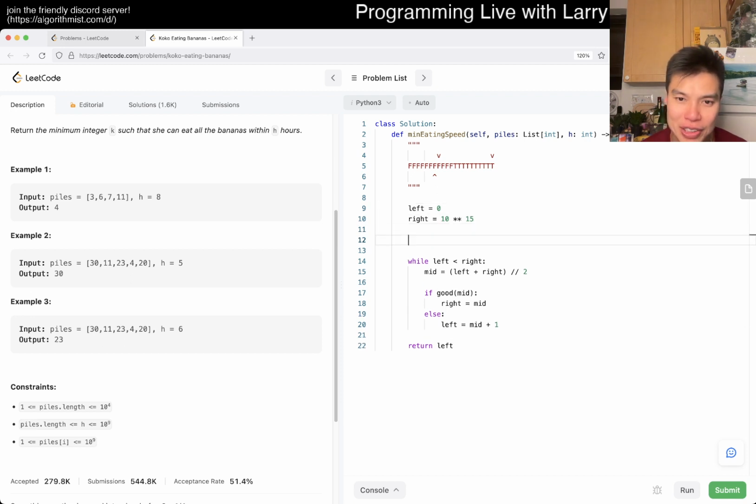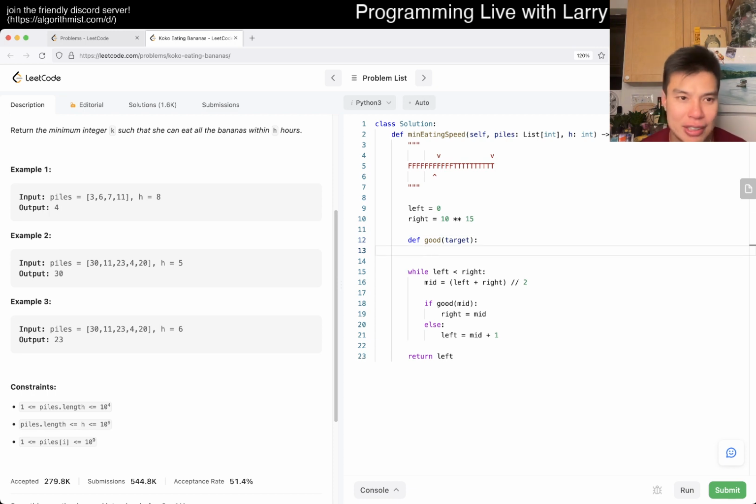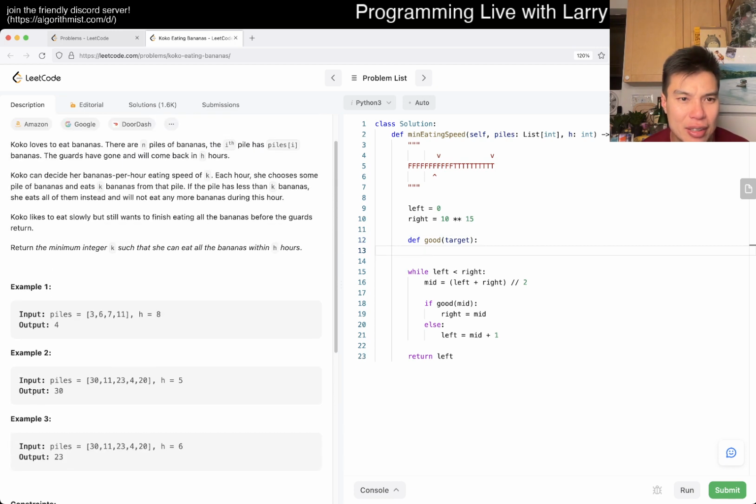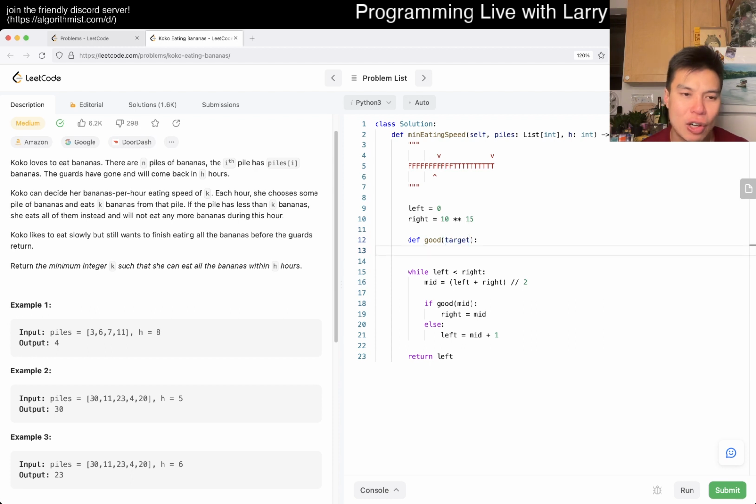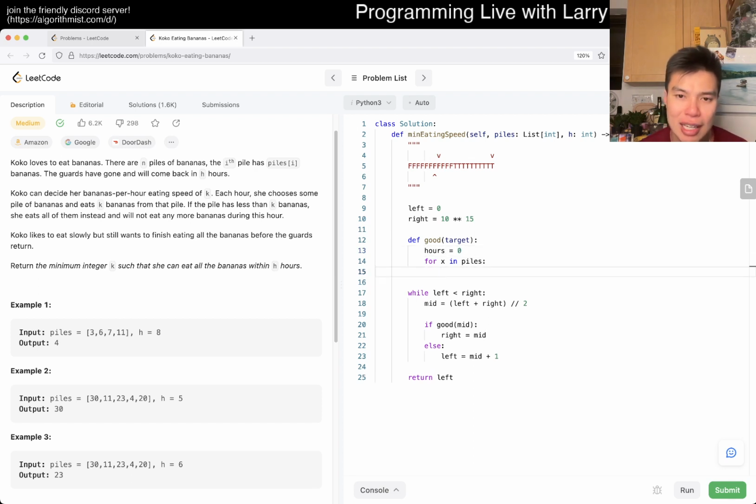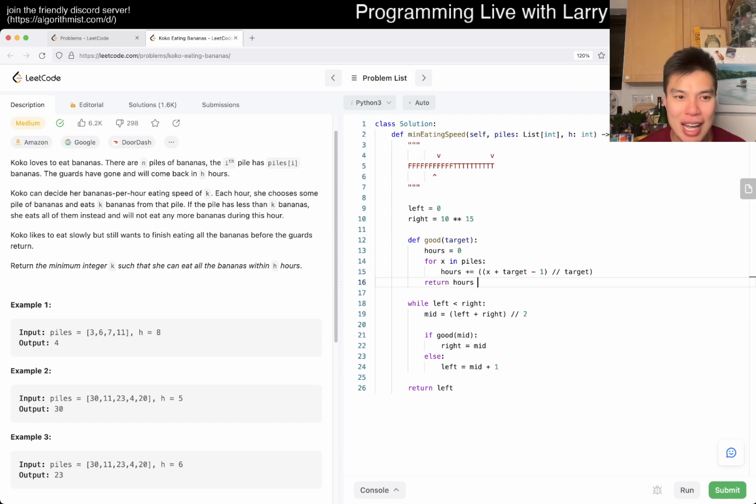And then now we have to do the good function, right? I always call it good and target. And here, basically the target is the k, so that means that for x in piles, let's just say hours is equal to 0, and then hours we add x divided by target, but of course we want to round up, so the way that we round up is by adding target minus 1, right? You can kind of show to yourself why that is. I'm not going to show it. I'll leave it for you as homework at home. And then now we want to make sure that this is less than or equal to h.